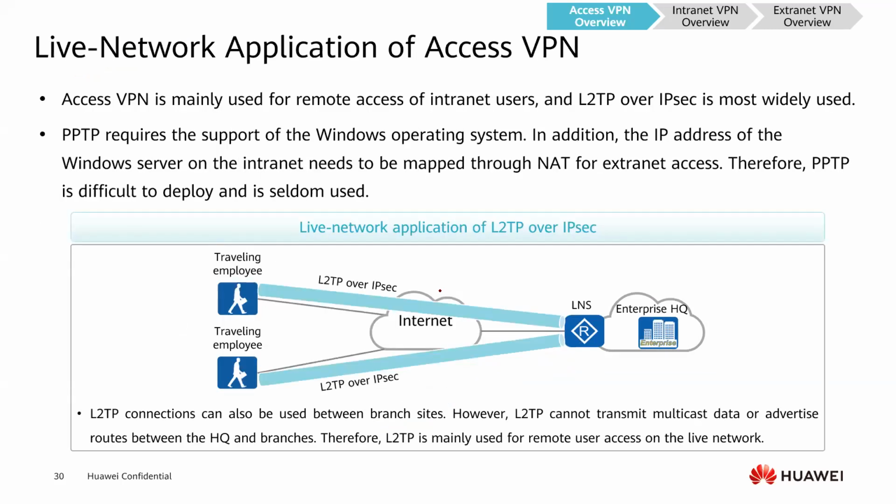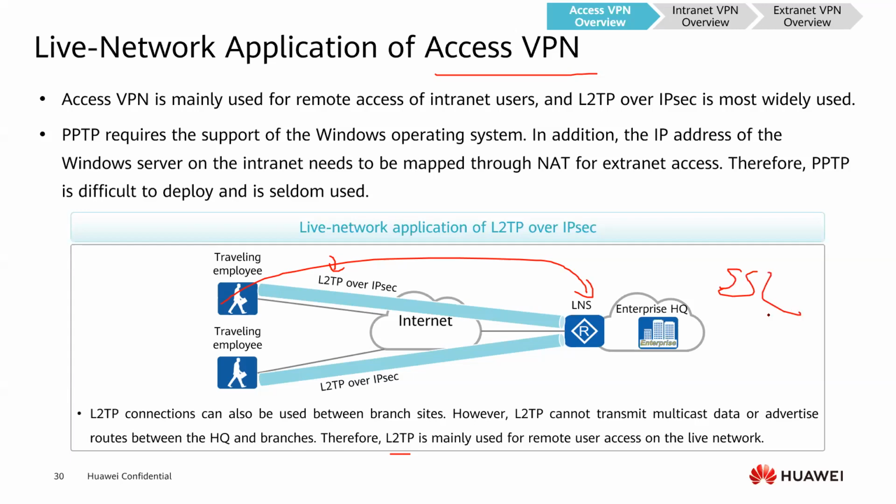So in live networks, L2TP will be widely used for the access VPN, because access VPN means the remote customer, the remote employee, the traveling employee, is trying to connect back. They will widely use L2TP. And some companies might also use SSL.